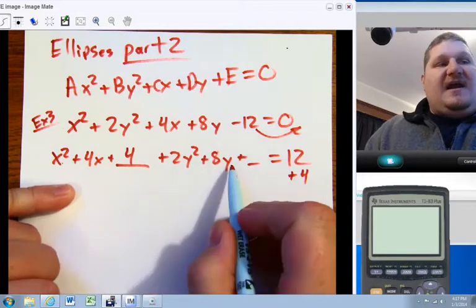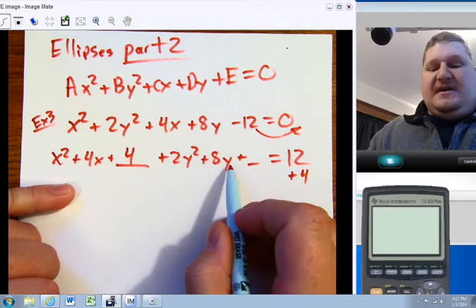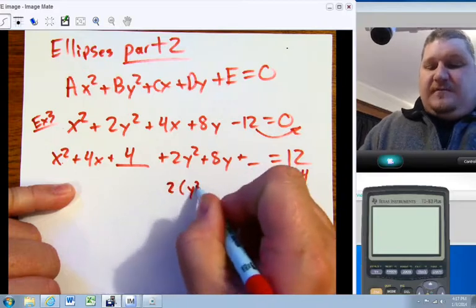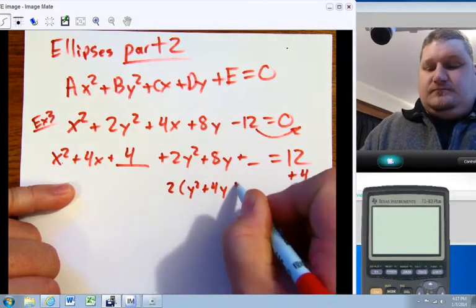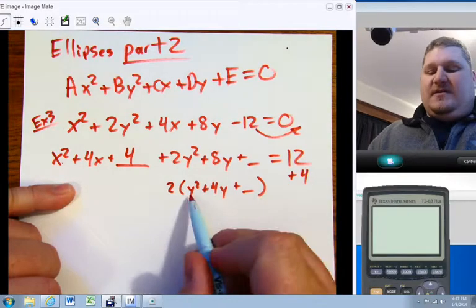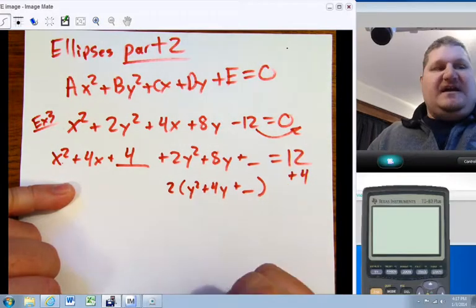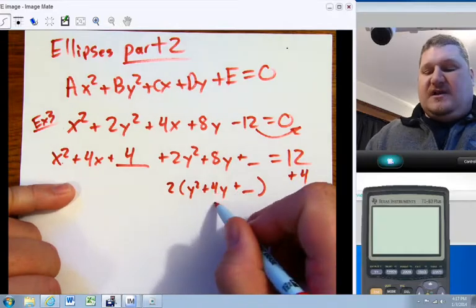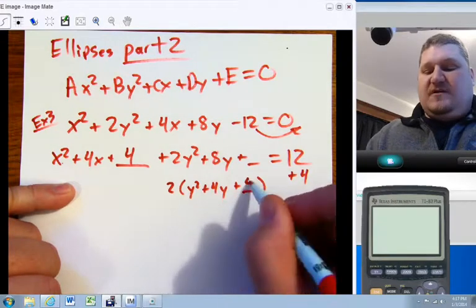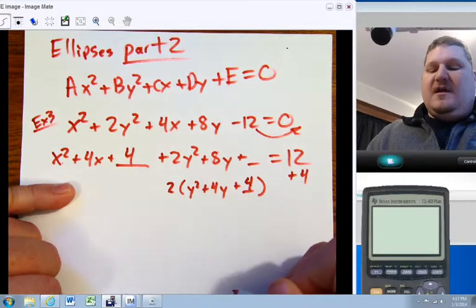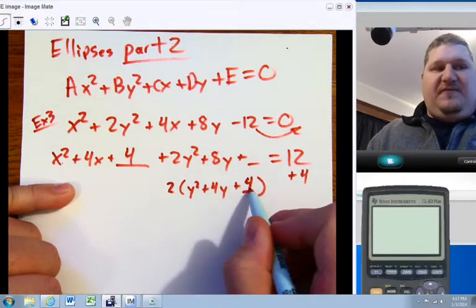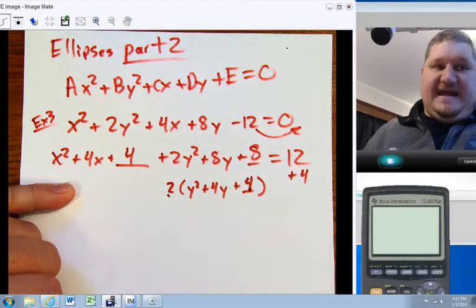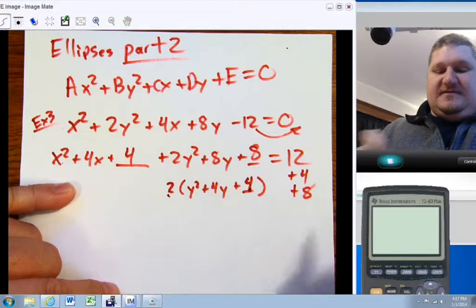Here I'm going to have a little bit more trouble because I have 2y squared. So I'm going to need to factor out a 2. Now I can complete the square because y squared has a coefficient of 1. If I do that, I break down the 4, cut it in half, I get 2. 2 squared is 4. 4 times 2 is 8. Because I didn't really put a 4 in on this side, I put 4 times 2, which is 8. So I have to add 8 to the other side.